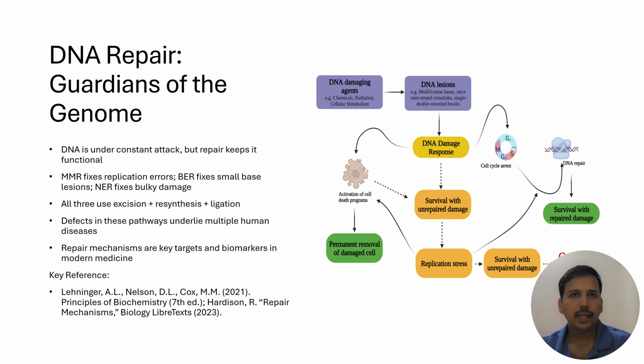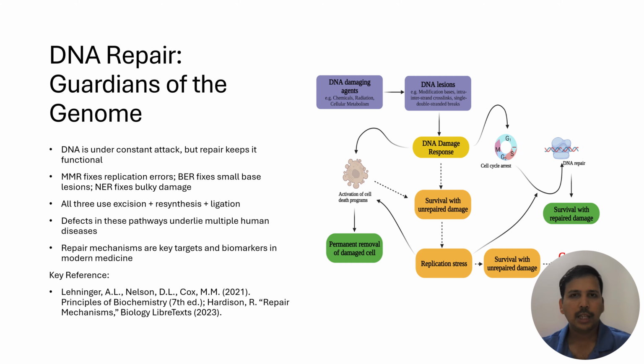To wrap up, DNA repair is as fundamental as DNA replication itself. Every day, our genomes are bombarded with damage, but systems like mismatch repair, base excision repair, and nucleotide excision repair prevent most of the damage from becoming permanent mutations. MMR corrects replication errors after S phase. BER silently fixes small chemical changes on bases. NER removes bulky lesions that block polymerases.